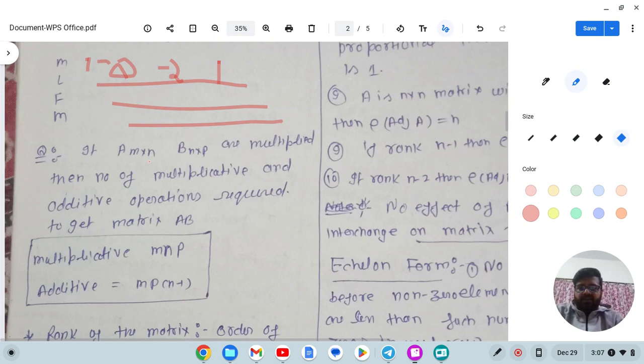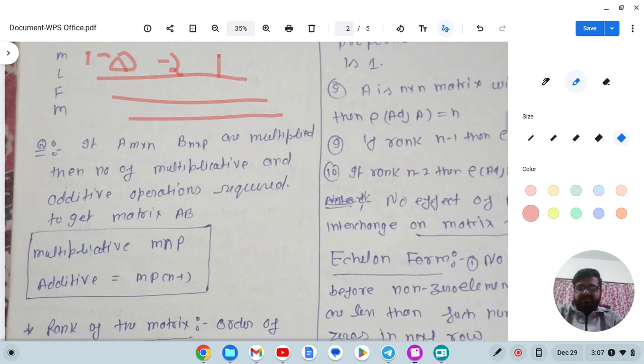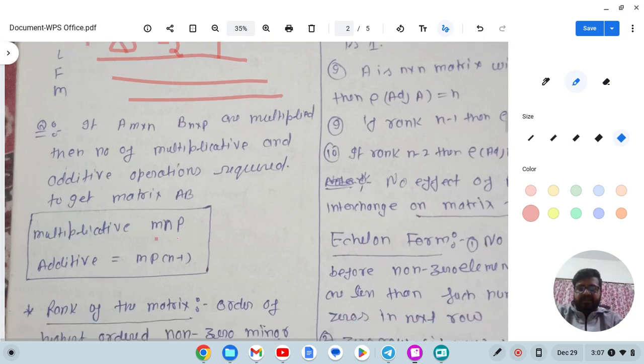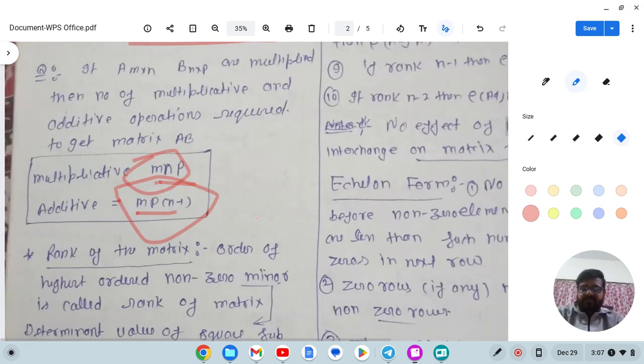If A is m by n and B is n by p, then multiplied, the number of multiplications is going to be m n p, and additions m p (n minus 1). These are very good formulas, but in mechanical a question rarely comes from this concept.